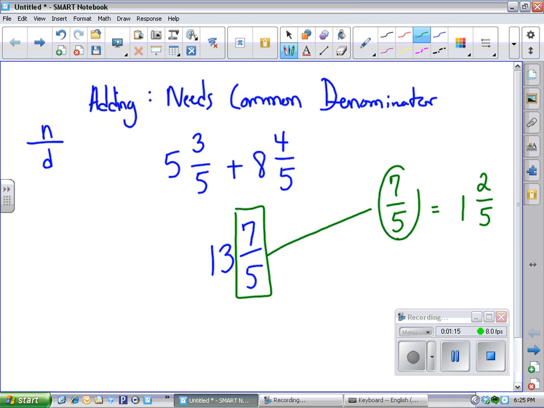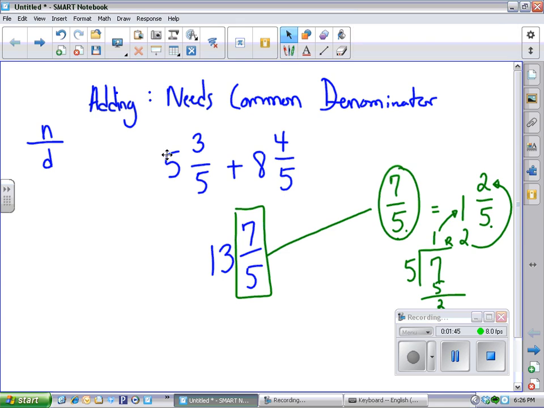Or, again, for this part of it, if you're having trouble understanding how we get to the mixed number, treat this like it's 7 divided by 5. 5 goes into 7 once, and we have a remainder of 2 left over. That 2 is the part that you have left over. 1 is the 1 whole. And we keep the denominator as fifths. All right, so we have this 1 and 2 fifths that we've changed our 7 fifths into.